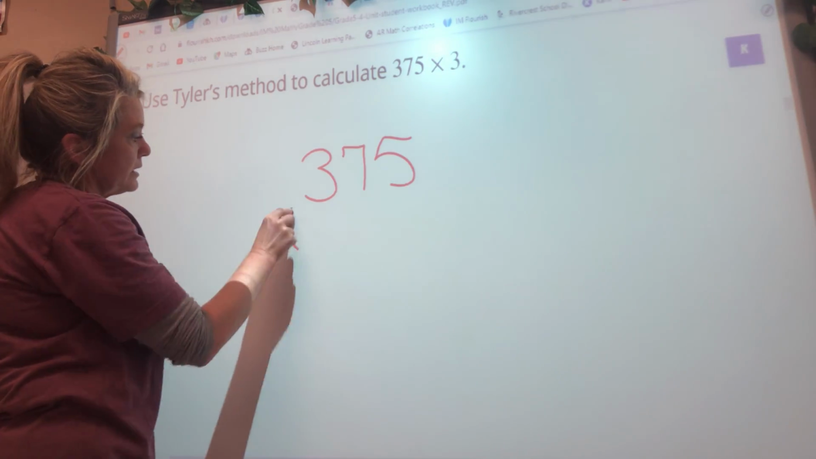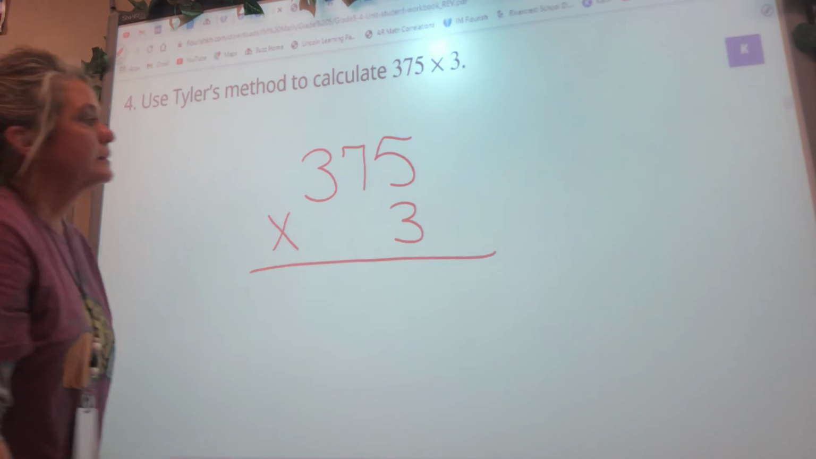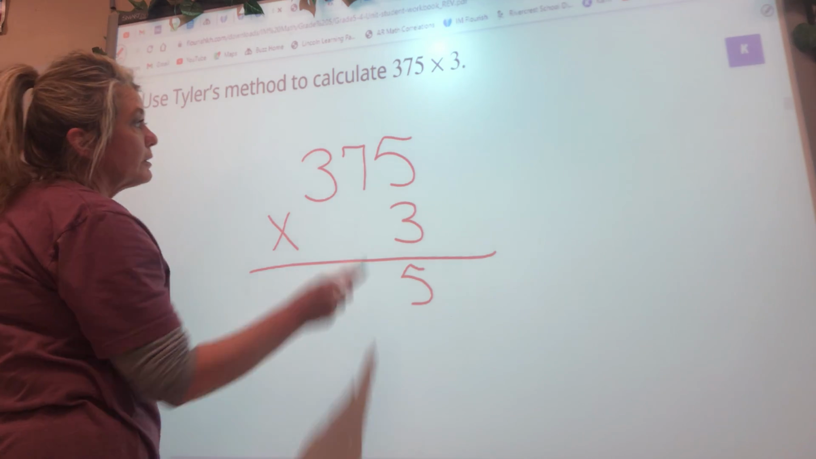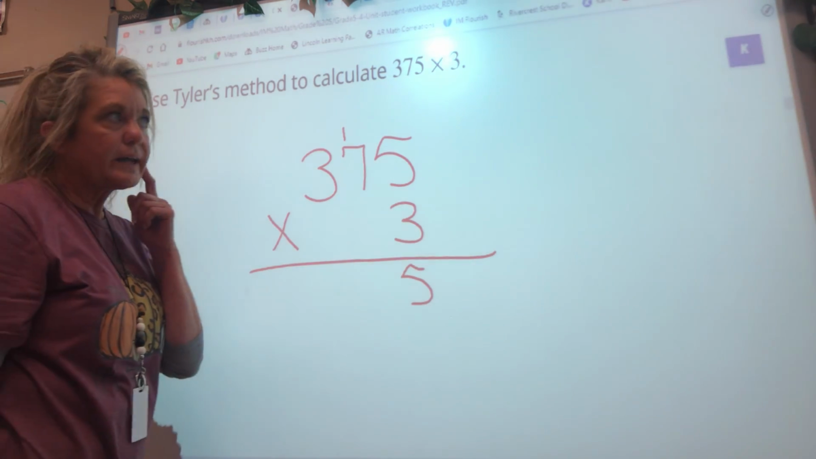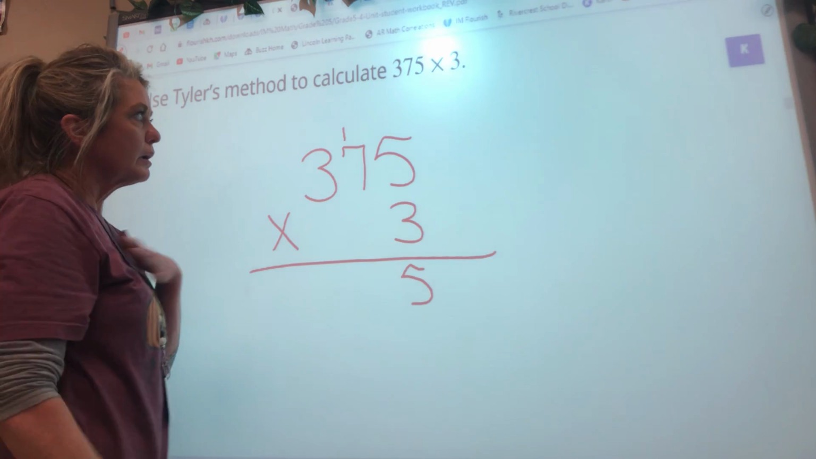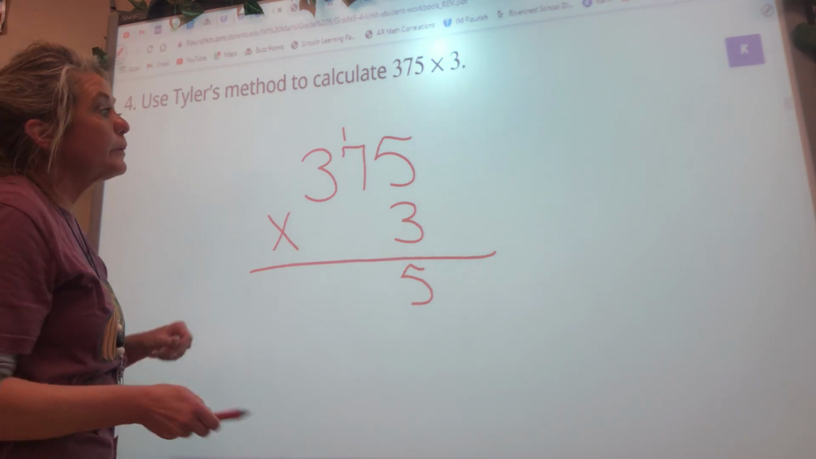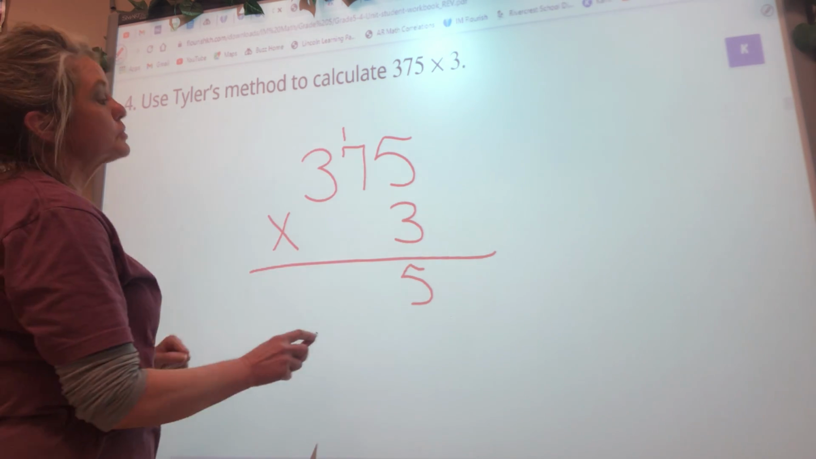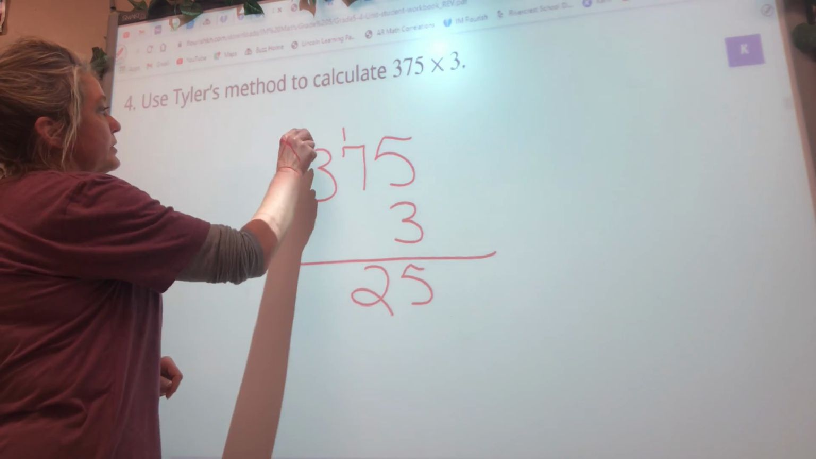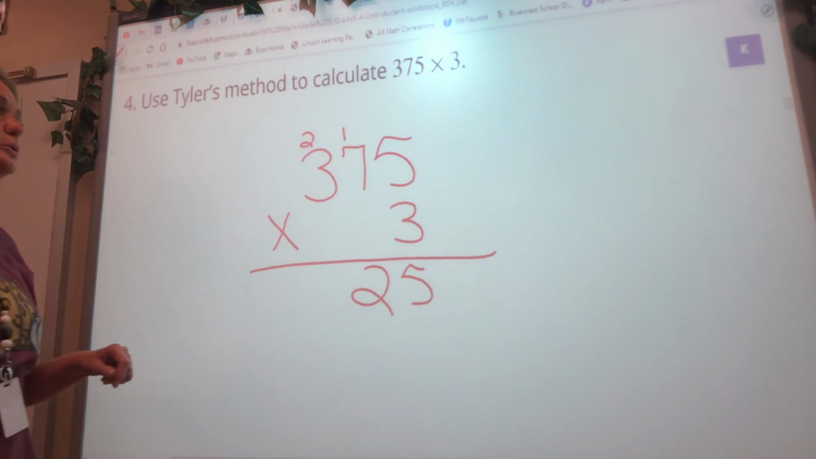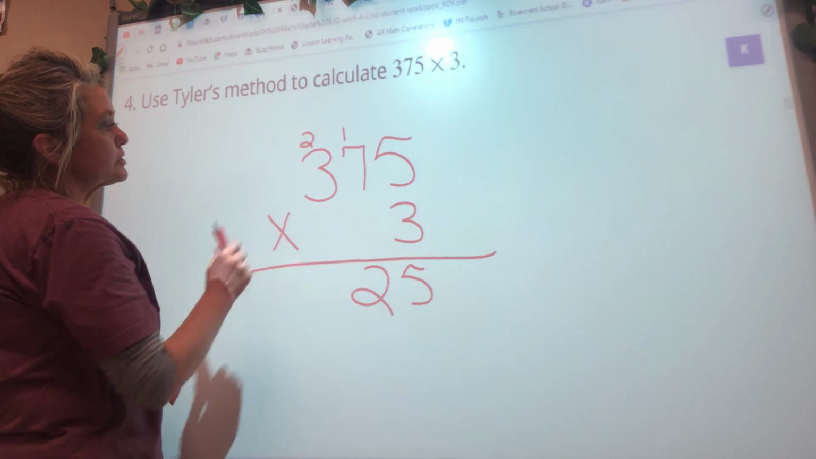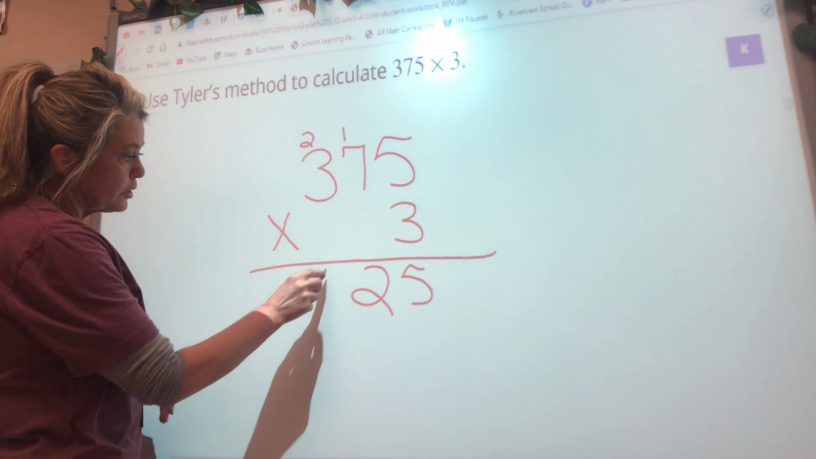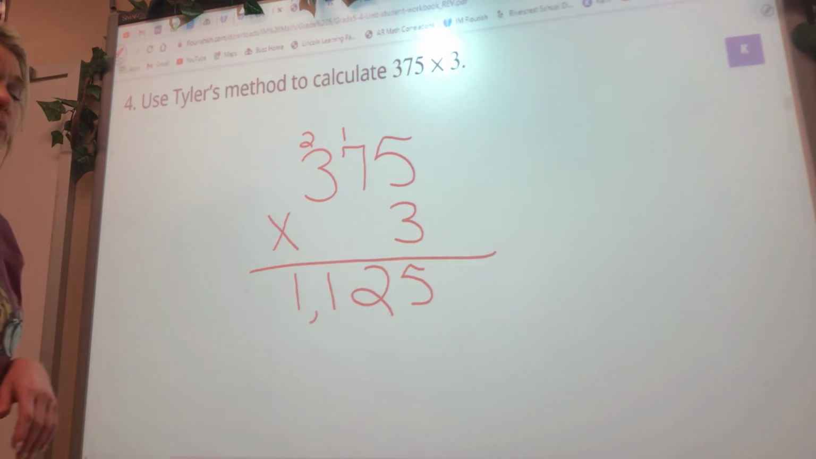375 times 3. 3 times 5 is 15, and we carry our 1. That's what I forgot to add back a minute ago. So don't do like me. I forgot. Make sure you write it down and remember. 3 times 7 is 21, plus 1 is 22. So we have 22, and we carry over the 2. Then we have 3 times 3 is 9, plus 2 is 11. So 1,125.